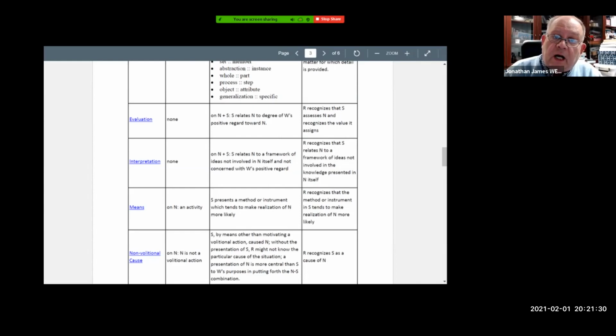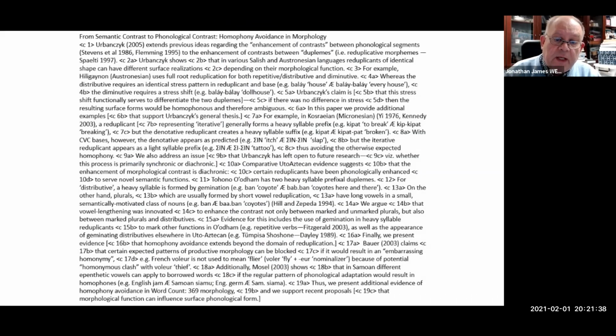Do look at that RST description, and it lists out the definitions of the relations. So pay attention to that. Now, let's take an example. It looks awful, right? This is an abstract for a journal article. Now, if I said to you, what's the rhetorical structure of this text?